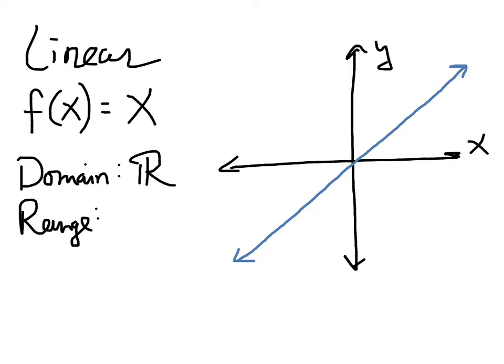Because there isn't a place where it stops. It goes all the way down and it goes all the way up. So again, all real numbers. So, everybody clear on what a linear looks like?